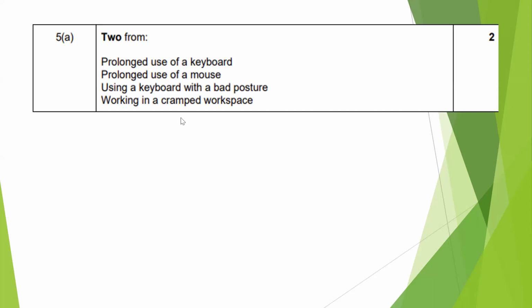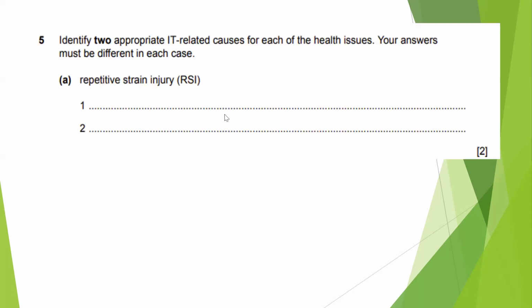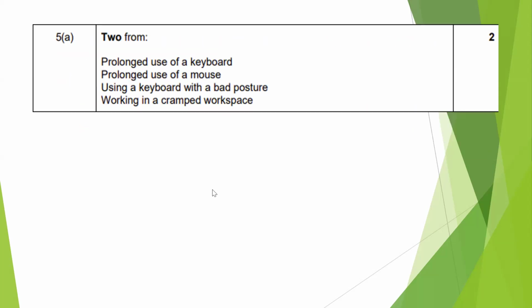Which one are you asking about? Cramped workspace. Working in a cramped workplace. It means a very restricted space, congested, not an open area, a very congested area.